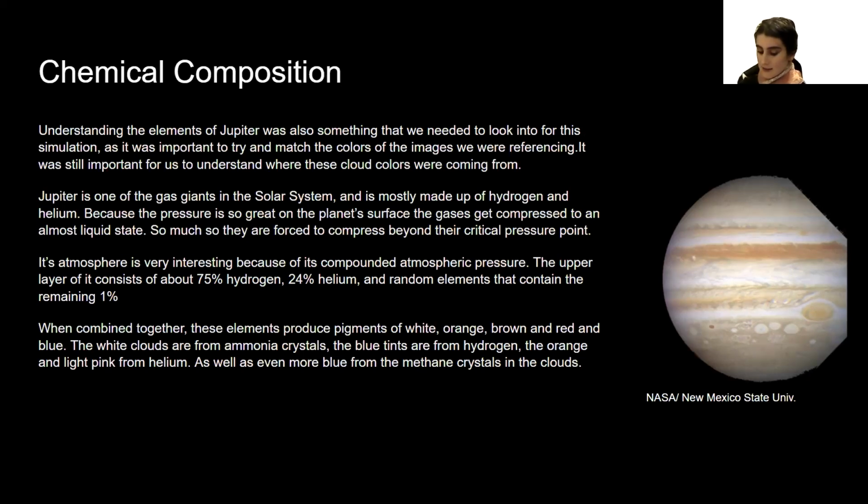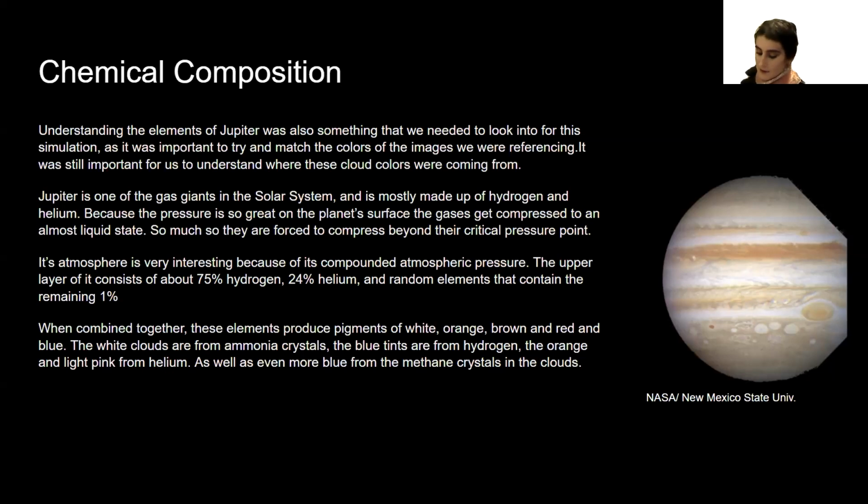The upper layer consists of about 75% hydrogen, 24% helium, and random elements that make up the remaining 1%. The lower levels of the atmosphere make up about 71% hydrogen, 24% helium, and 5% other elements. These trace elements are methane, H2O, silicon, and ammonia, as well as carbon, ethane, in both gas and liquid form, hydrogen sulfide, neon, oxygen, and sulfur.